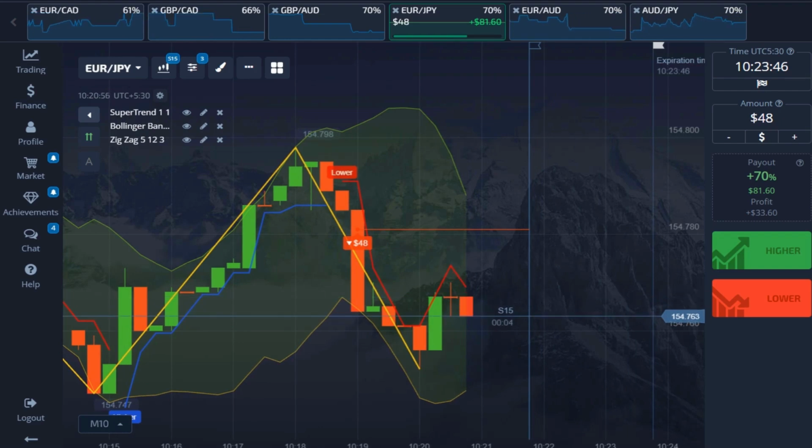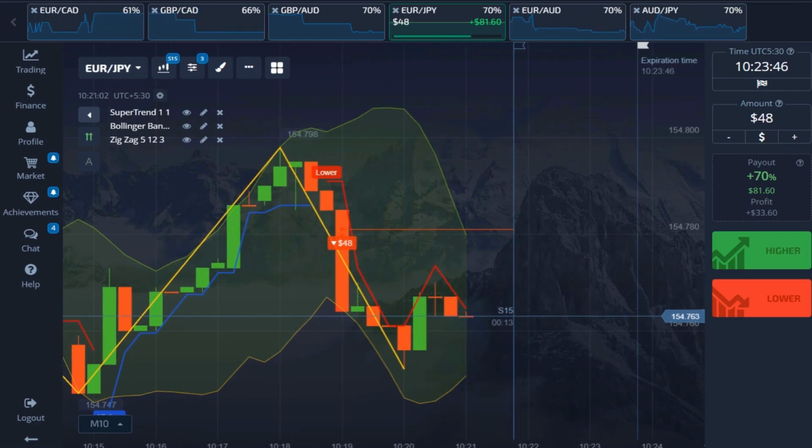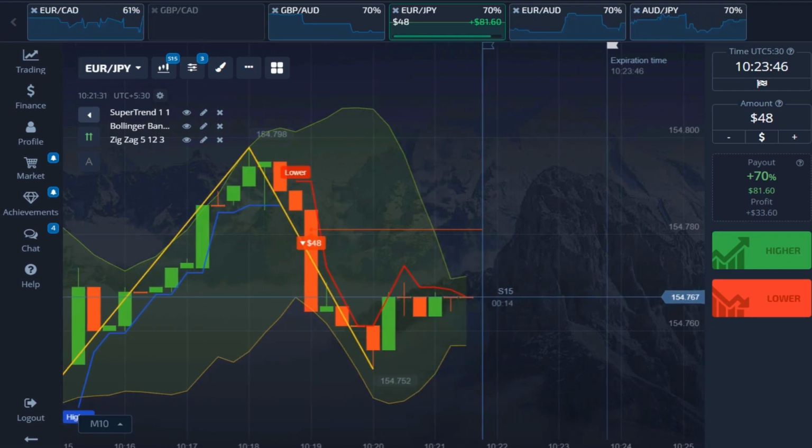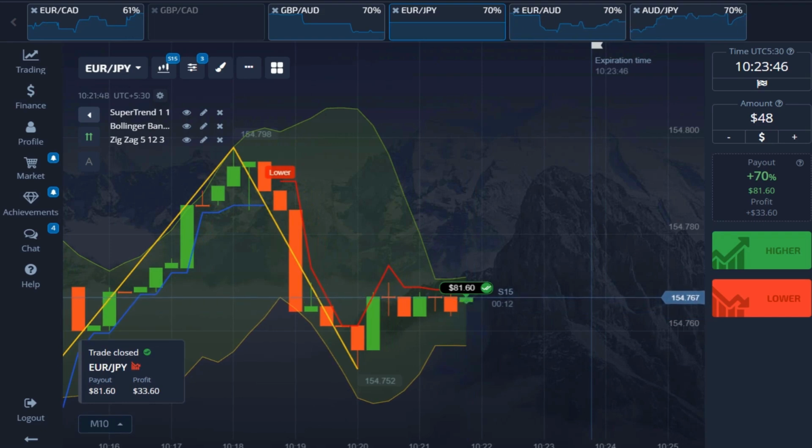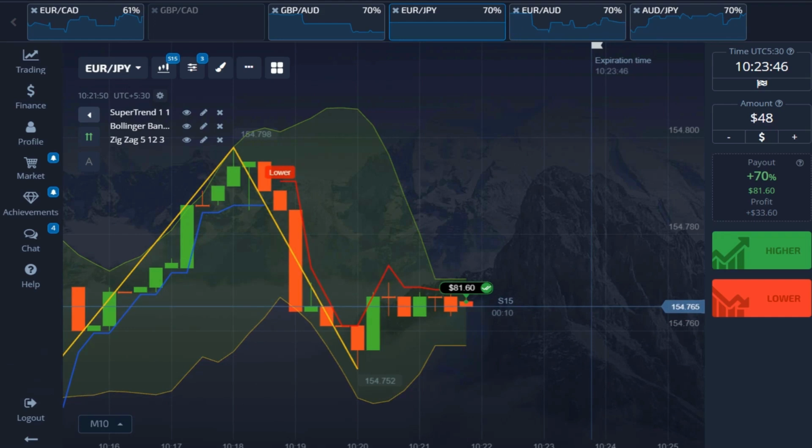Now let's see how this trade plays out, profit or loss. Stay tuned till the end to find out. We've won this trade. This setup worked exactly as planned, delivering a profitable result. Now let's stay patient and wait for the next perfect trade setup. Remember, success in trading comes from following the rules and waiting for the right opportunities.